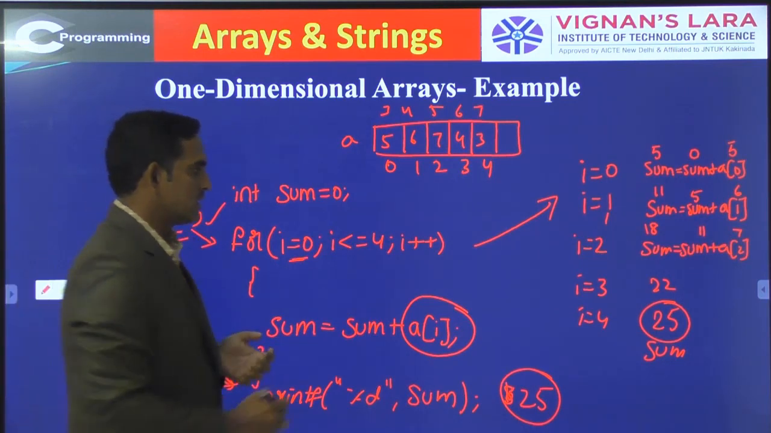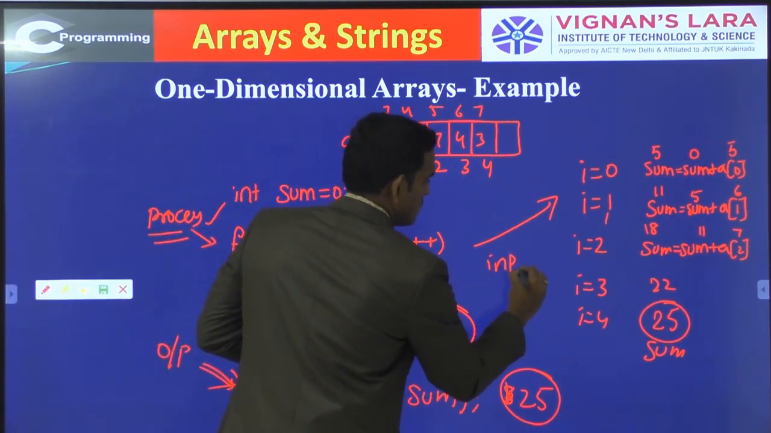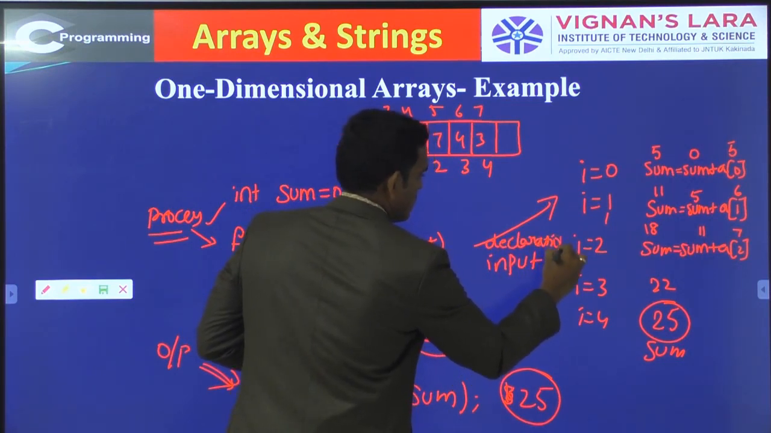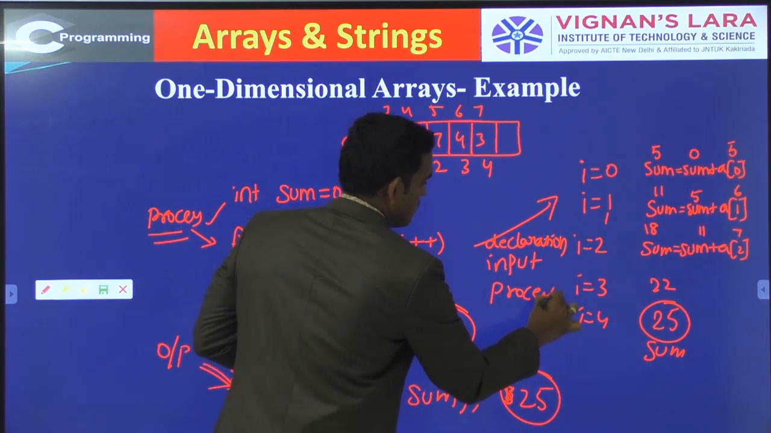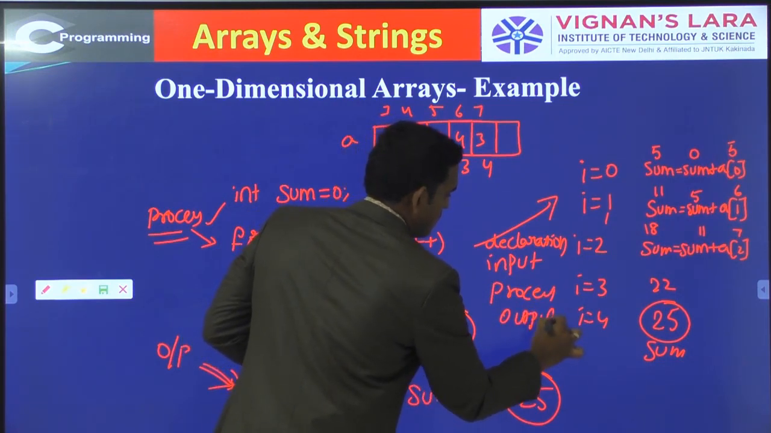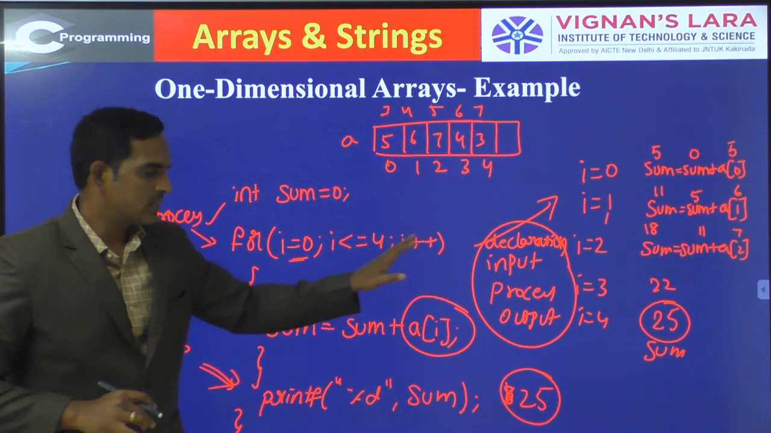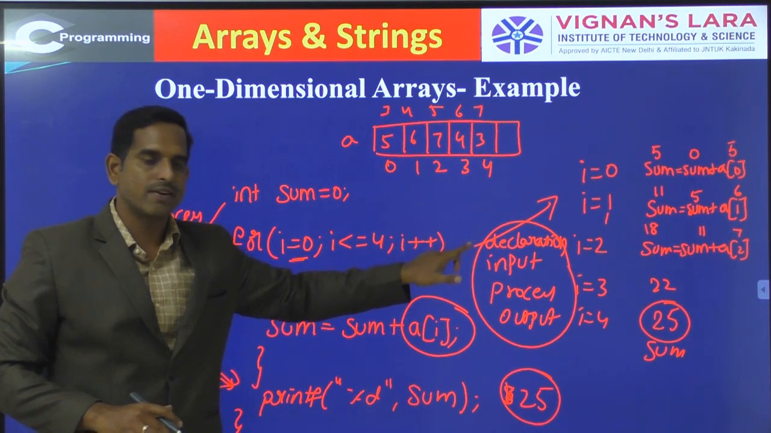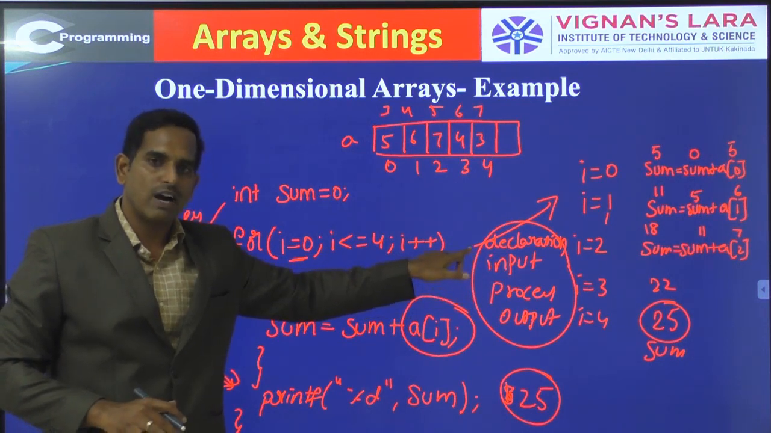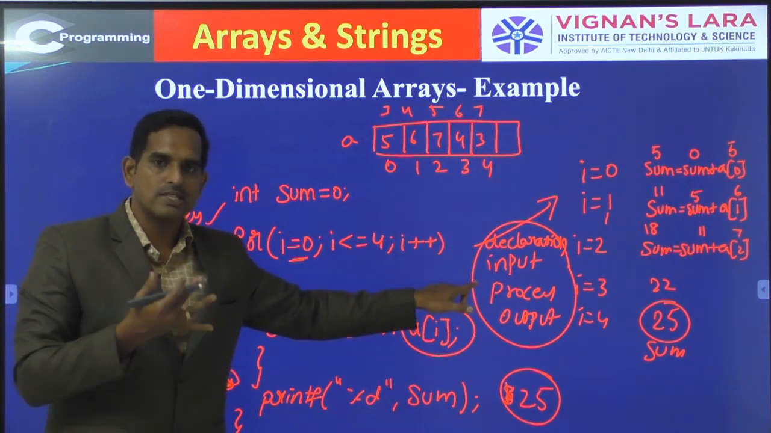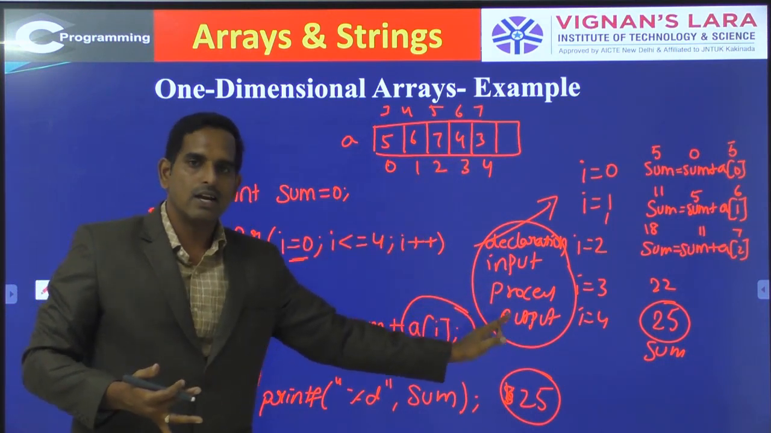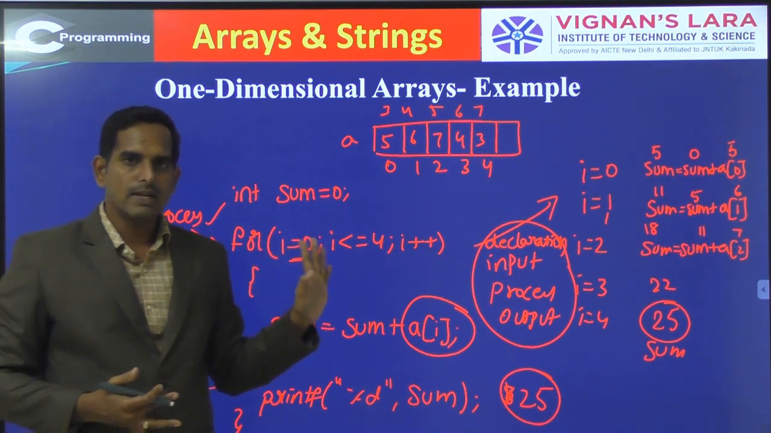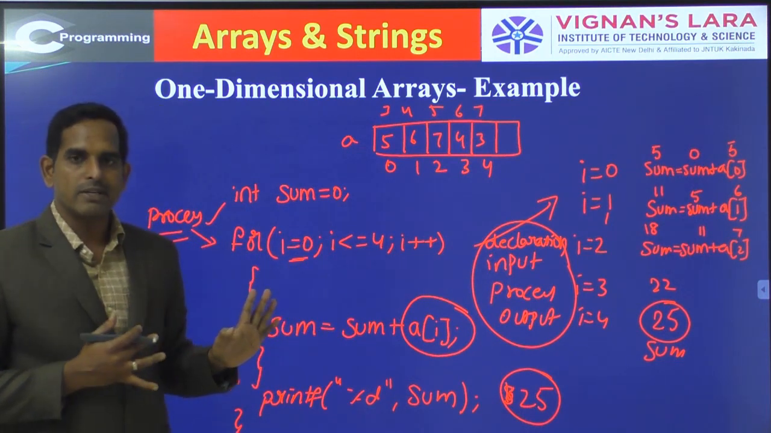So these 4 parts, that is input, declaration, processing, output, all these 4 stages will be part of your array implementations. You should know how to declare your array, how to give input values into your array, then how to process the elements present in your array, then how to give output for your array. All these things will be part of your complete implementation of a single dimensional array.